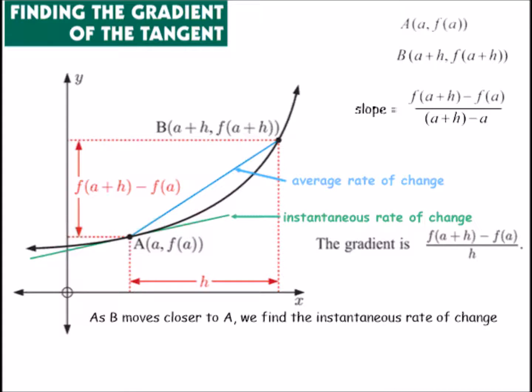Now the instantaneous rate of change, as we said, is the slope of the tangent at point A, which means we need to move B closer to point A, and then we'd find the instantaneous rate of change at this point here.